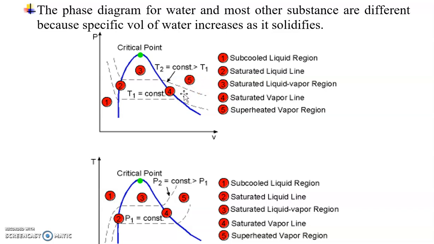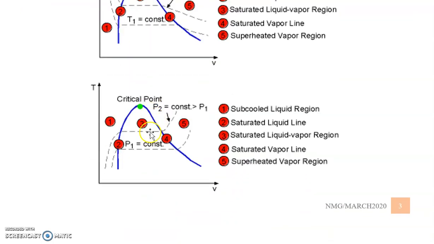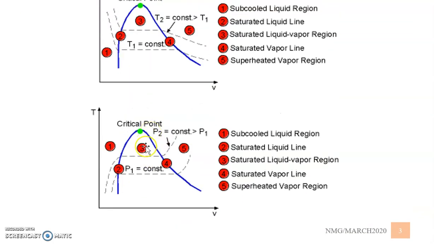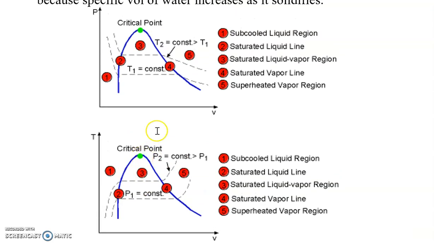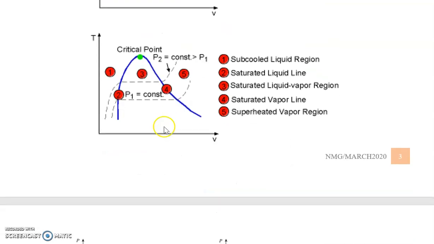You have seen this schematic diagram of PV, the property diagrams, in module 1 in my lecture earlier. So this is the TV diagram. The only difference is the constant temperature and constant pressure lines as compared to the PV diagram.